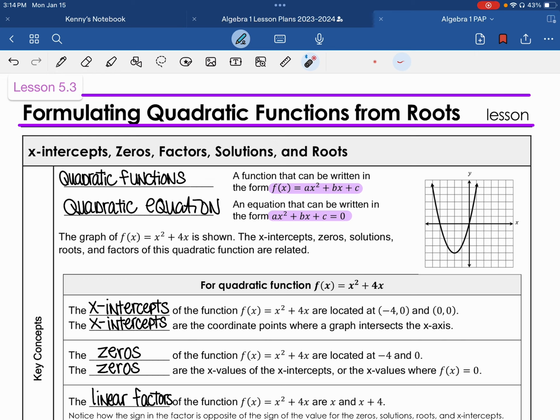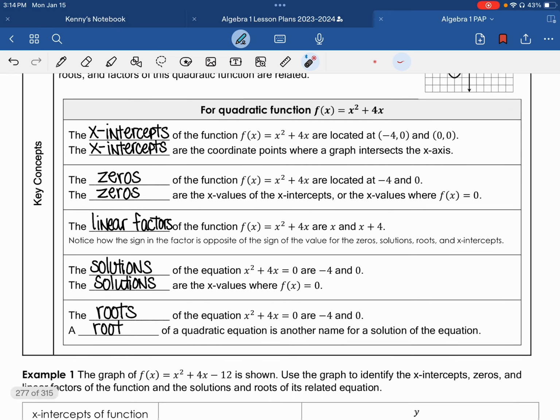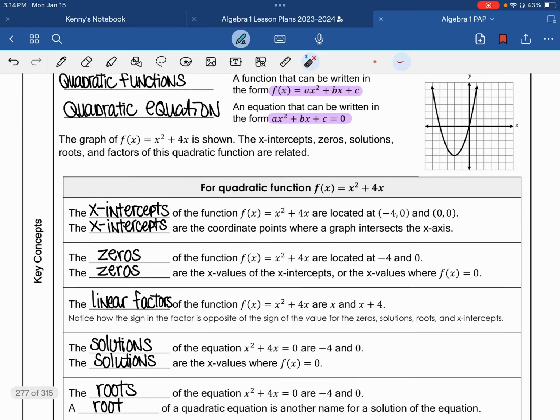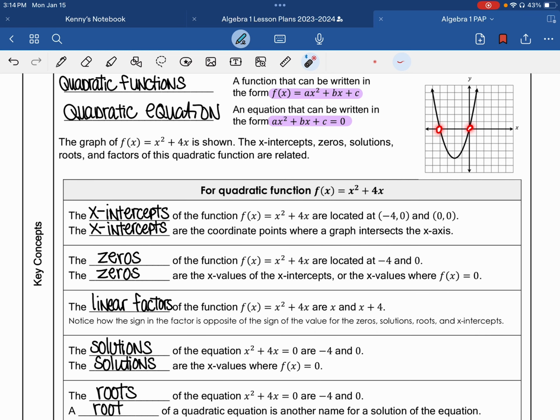The graph of f of x equals x squared plus 4x is shown. The x-intercepts, zeros, solutions, roots, and factors of this quadratic function are related. For this function, the x-intercepts are located at (-4, 0) and (0, 0). The x-intercepts are the coordinate points where the graph intersects the x-axis. The zeros of the function f of x equals x squared plus 4x are -4 and 0. The zeros are the x values of the x-intercepts, or the x values where f of x is equal to 0.